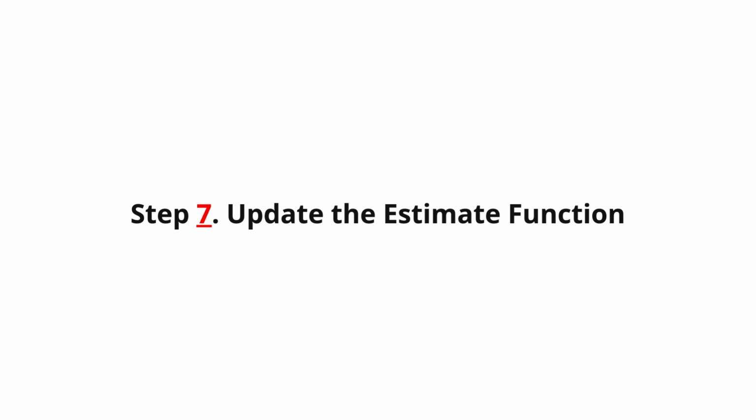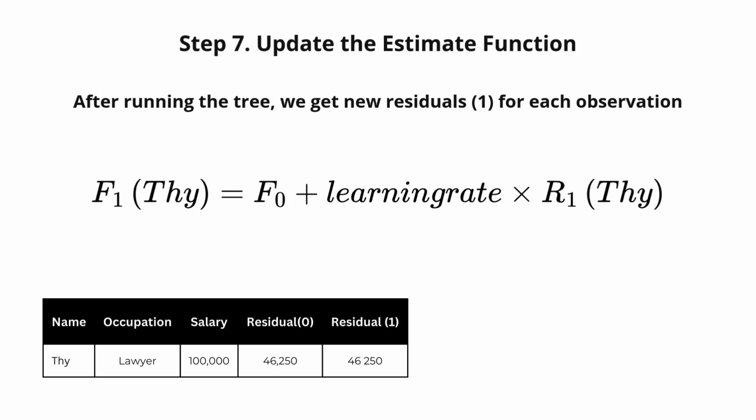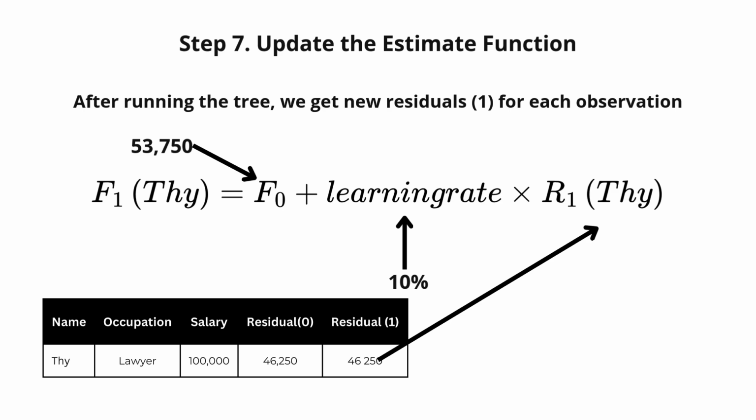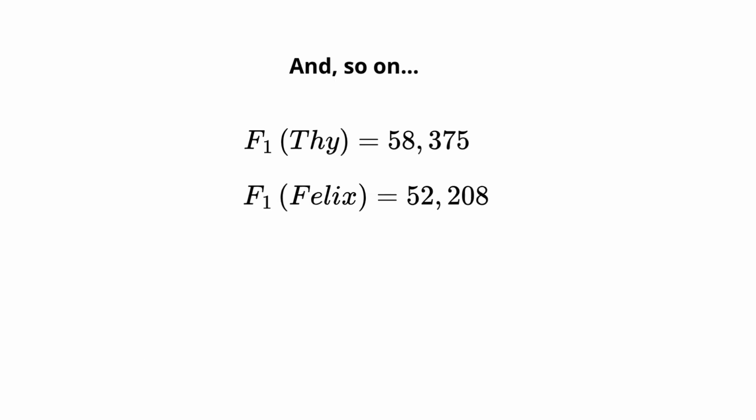Step 7. We update the estimate function. Our updated estimate function is called f sub 1. For example, for t, the model will predict f sub 1 of t is equal to initial estimate plus learning rate multiplied by residual 1 of t. F sub 0 is 53,750. We fix the learning rate at 0.1, and R sub 1 is 46,250. Then, F sub 1 for t is 58,375. We do the same for all observations.